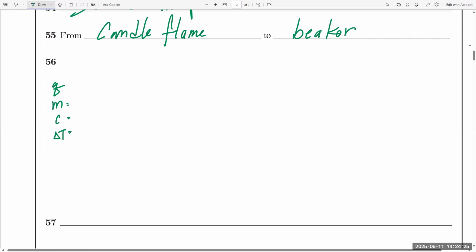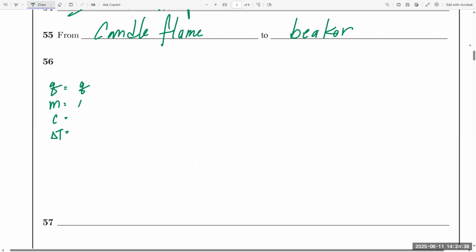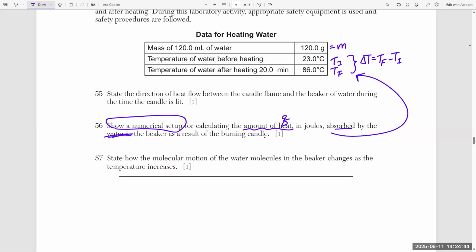All right. So it says calculate the Q. So Q is what we're looking for. And then let's go to m. m is 120.0 grams. All right, we have a problem. We don't have a c, but that's where the water comes in.